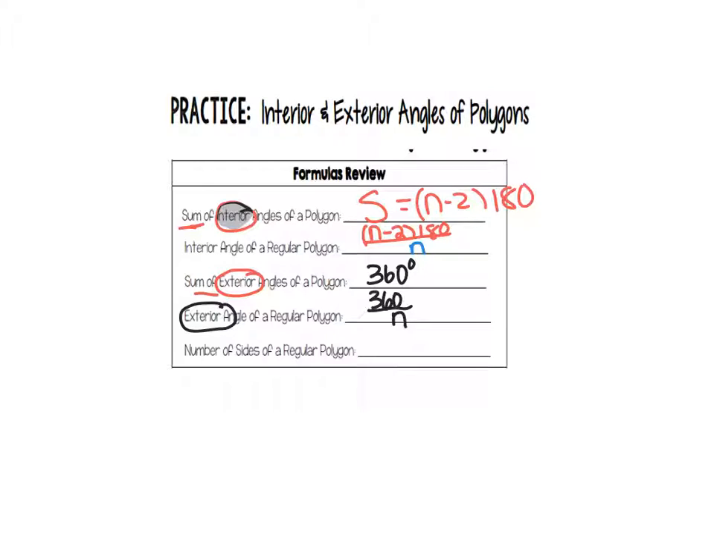Okay. The last one, the number of sides of a regular polygon. We have a couple of things that we can do. We can work it from the 360. 360 divided by the angle will give us the number of sides. So I like this. 360 over the angle gives us the number of sides, and 360 over the number of sides will give us the angle. Pretty cool. Not a lot to remember.